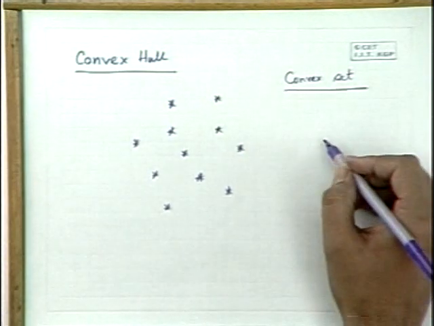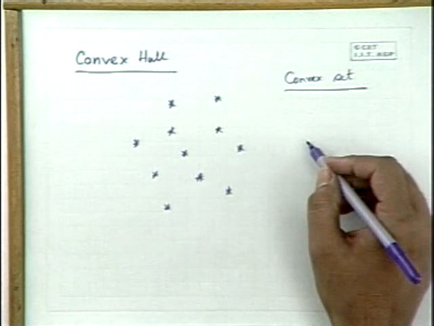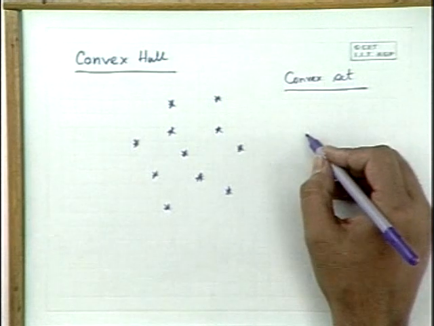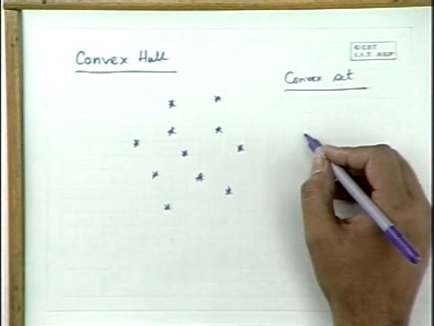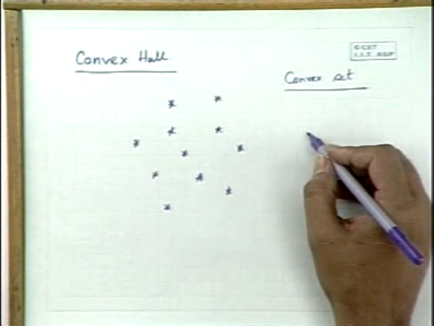A convex set in the plane is a subset of the plane such that if you take any 2 points in that set, the entire line segment lies within that set. That is the definition of convexity.